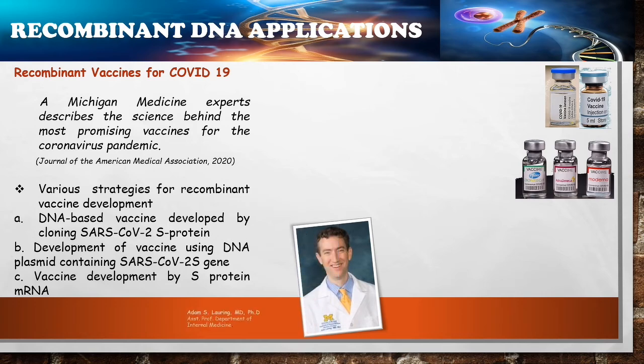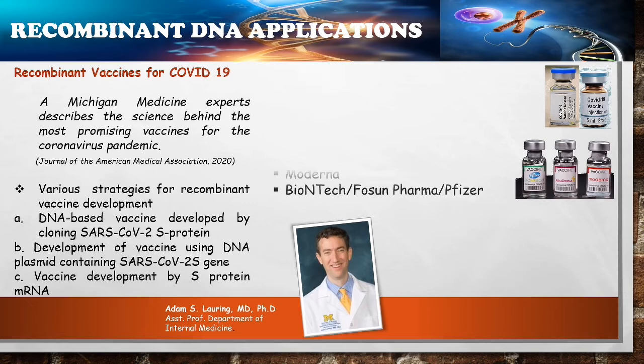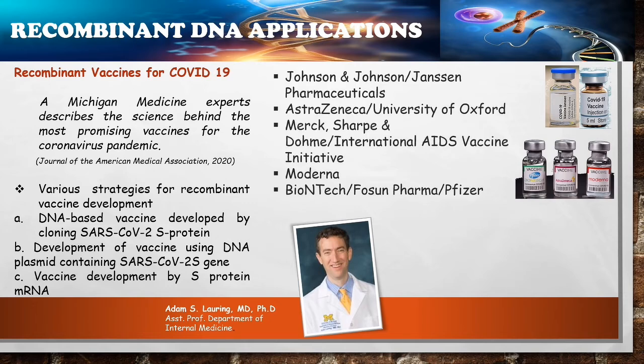Adam Lauring, a medical doctor and doctor of philosophy, associate professor of internal medicine and microbiology and immunology at the University of Michigan Medical School, weighed in on the leading 5 vaccine candidates for COVID-19, as described in a recent issue of the Journal of the American Medical Association. Two of the vaccine candidates, from Johnson & Johnson, Janssen Pharmaceuticals, and AstraZeneca, University of Oxford, use something called an adenovirus. What is that and why is it used?